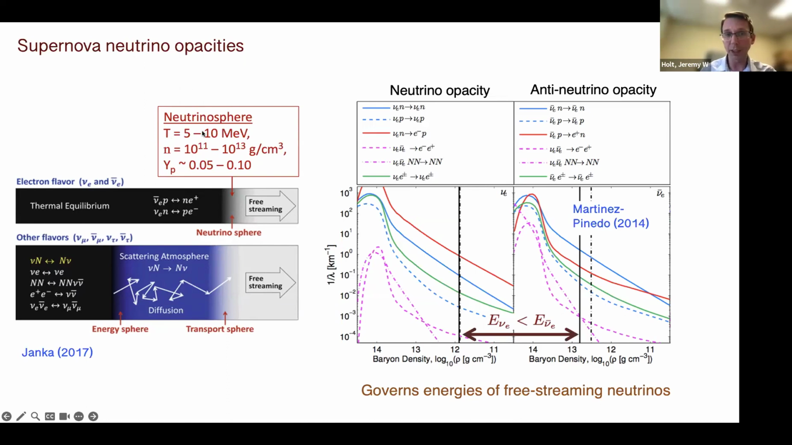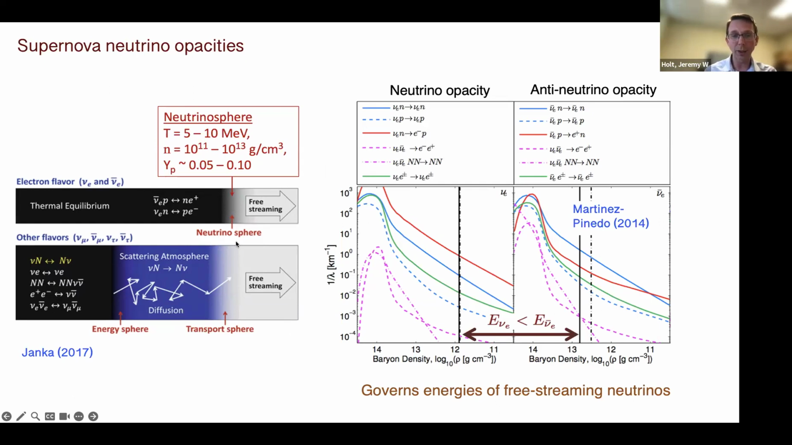So the temperature could be around 5 to 10 MeV, and the densities could be on the order of 10th, 100th, or even 1,000th of normal nuclear densities. But the matter is very neutron rich. Okay, and so we expect that the processes involving neutrons, both electron-neutrino scattering and electron-neutrino absorption on neutrons, to be some of the largest sources of opacity.